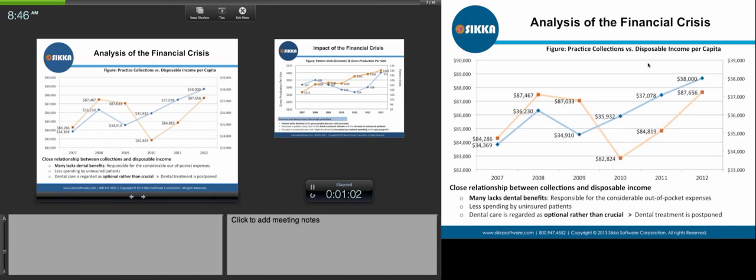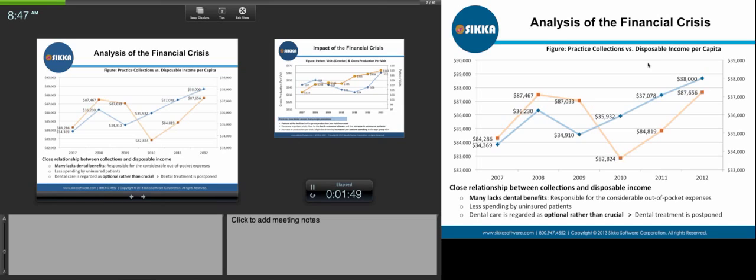So let's look at analysis of the financial crisis. We all know that 2008 and 9, all the way up to 2010 were tough years. So I wanted to share how the practice collections and disposable income tracked. When you look at the graph here, you will see that the practice collections were just behind the disposable income per capita. So the orange line is the practice collections, and blue line is the disposable income.